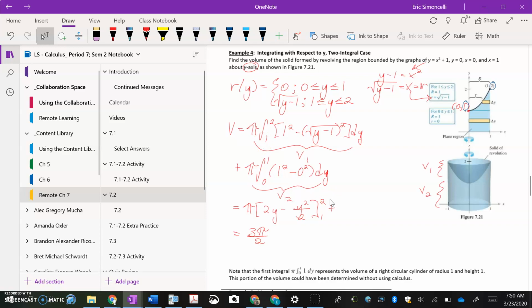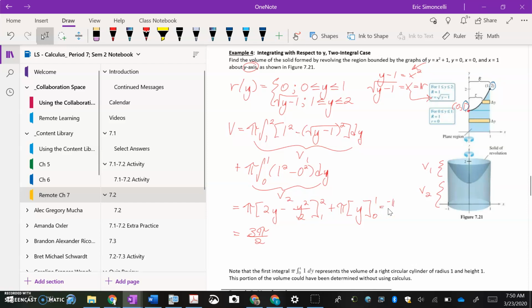And I'm going to add that to the following: pi times y, because for v sub 2 the integrand ends up being 1, so the integral is just y. And that will be done from 0 to 1. The math then ends up being fairly nice. And yes, you can plug in 2, you can plug in 1, subtract those two, and that ends up being simply pi over 2.